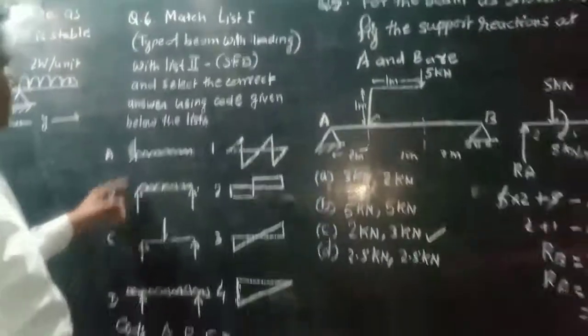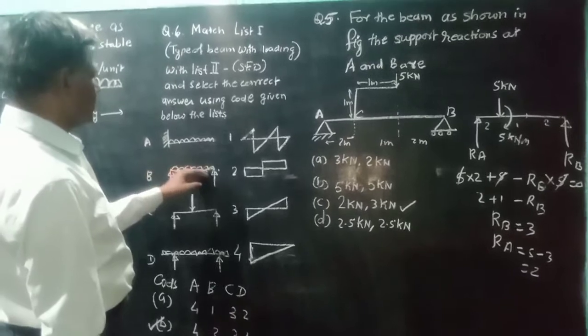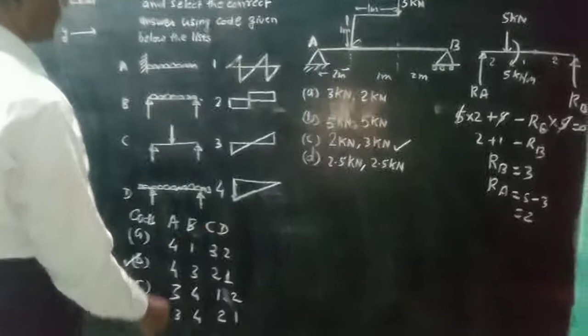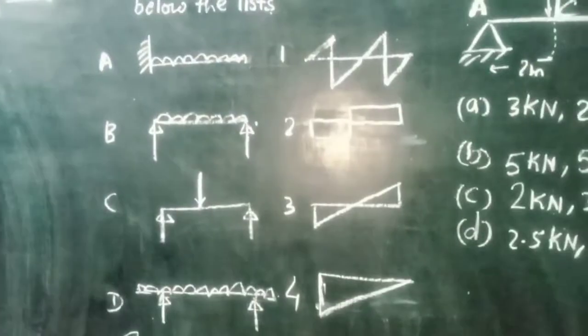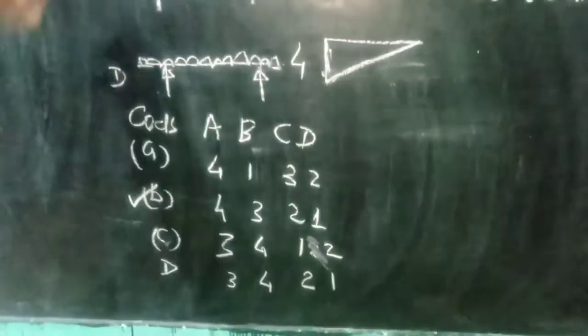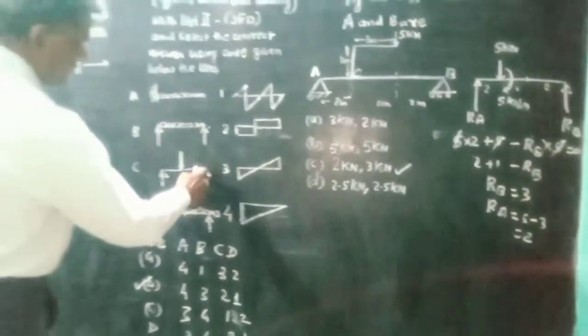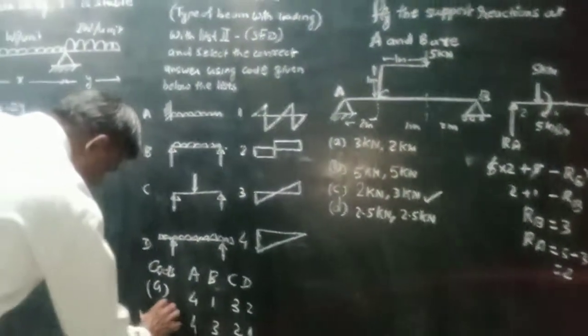Another question: match the following list of the beam with its type of beam. These are the types of beam: uniformly distributed load on a cantilever beam, varying load, point load. These different types of beams are as shown in the figure, and the corresponding shear force and bending moment diagrams are as shown in the figure. By matching these we get 4 3 2 1. 4 3 2 1 means this beam belongs to the fourth, this belongs to 3, this belongs to 2, and this is 1. So the relationship 4 3 2 1 is the correct one.